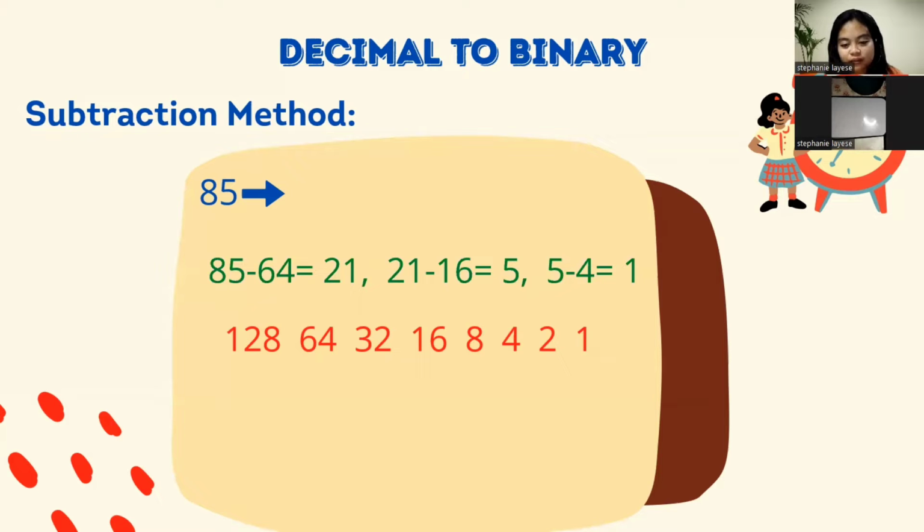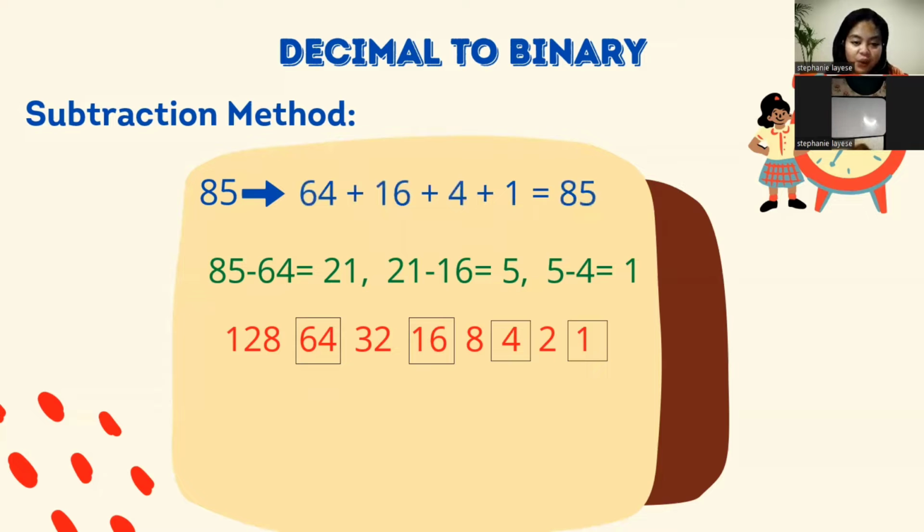And then subtract it, 21 minus 16, we will have 5. And again, we will choose the higher number before 5, we will have 4. So 5 minus 4 equals 1. Now, I put boxes on the numbers we chose earlier, and later we will use this to get our binary numbers. So, if we add 64 plus 16 plus 4 plus 1, we will get the value of 85. It means that we have the correct corresponding numbers.